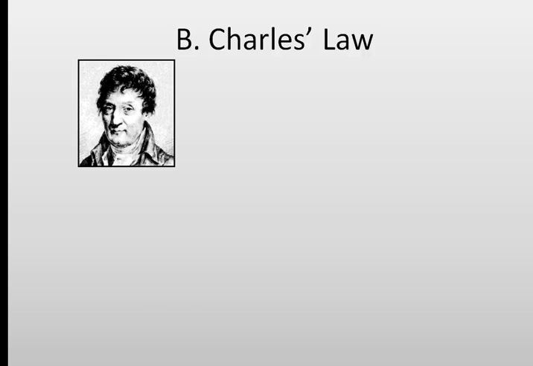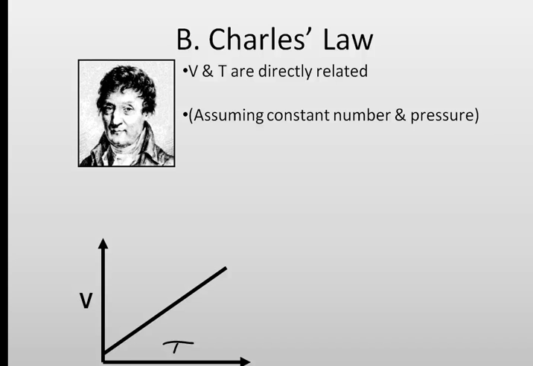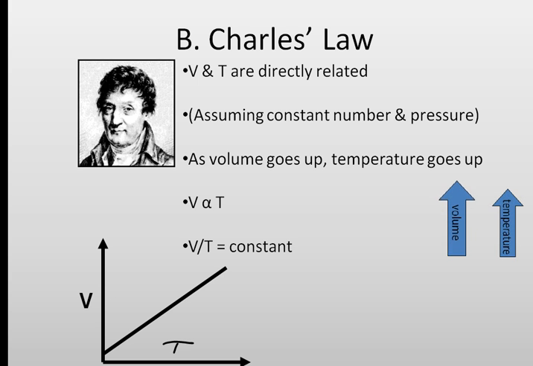So Charles' law. Now we're looking at volume and temperature, which is on the x-axis. Volume and temperature are directly related. So assuming constant number and pressure, as the volume goes up, the temperature will go up. So as one goes up, so will the other. That's why we see this direct relationship. So the volume is proportional to temperature.